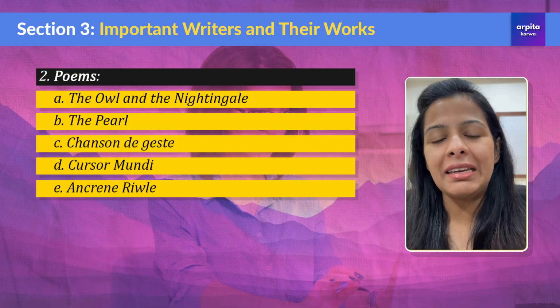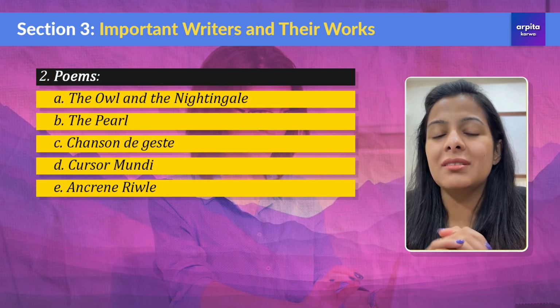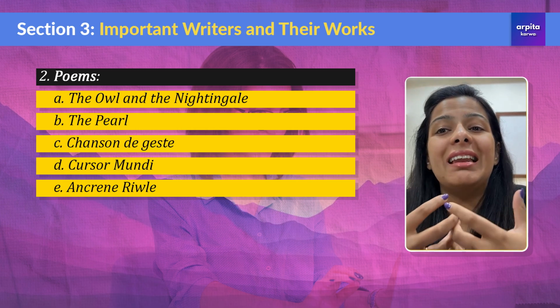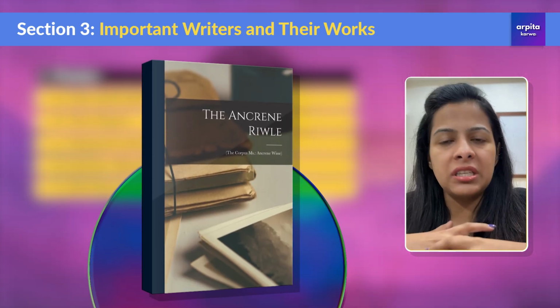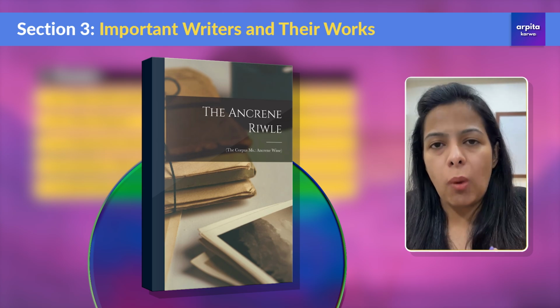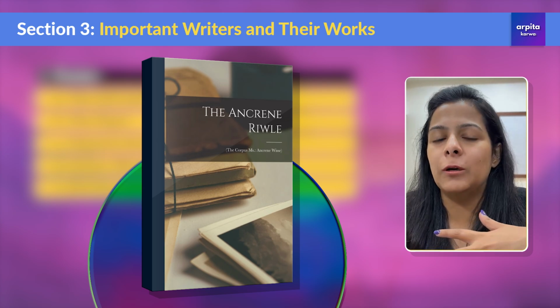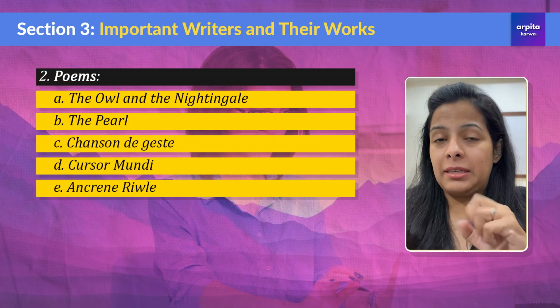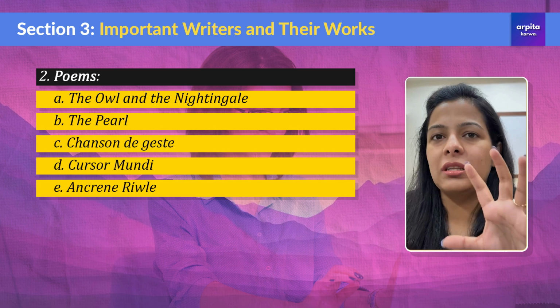And then we have Ancrene Riwle. Now, Ancrene Riwle is a guidebook written for women who want to lead a religious life. And this entire guidebook offers a lot of advice on spirituality, on how you should lead a very religious and pious life. But these are not just the only ones.